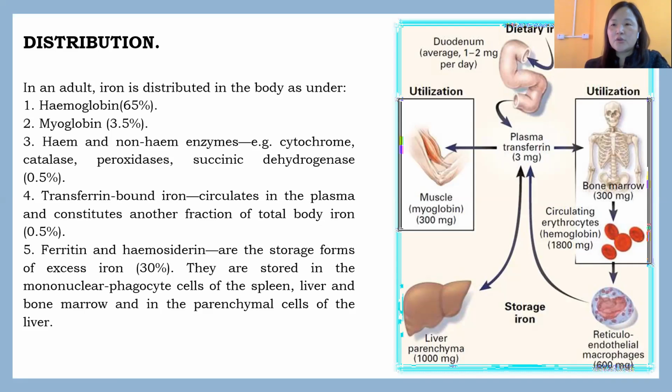But if you talk about the storage form, there are two forms of iron: hemosiderin and ferritin. Ferritin and hemosiderin are the two storage forms of iron. They contain 30% of the total iron, and they are stored in the phagocytic cells of the spleen, liver, and bone marrow, and also in the parenchymal cells of the liver. Because of this, we say that even if your functional pool of iron is depleted, it will be replenished by the storage form. And only if the storage form is completely exhausted will a person show signs and symptoms of iron deficiency anemia.